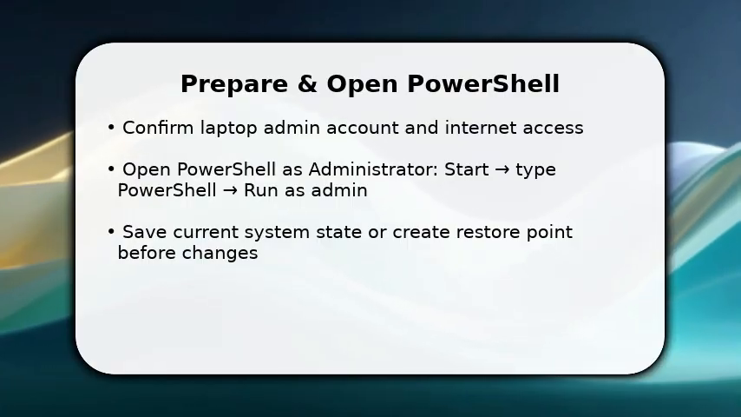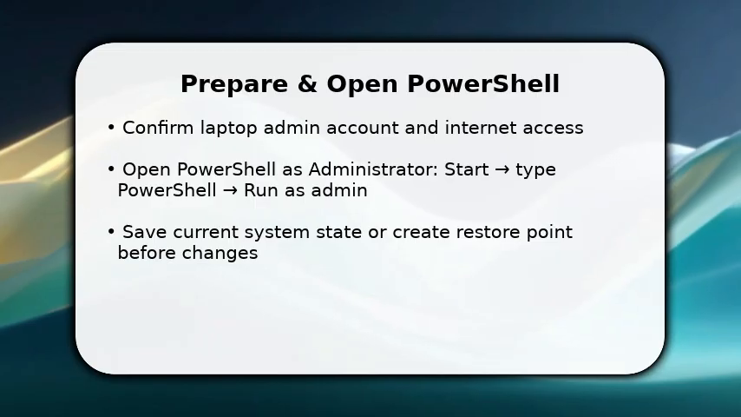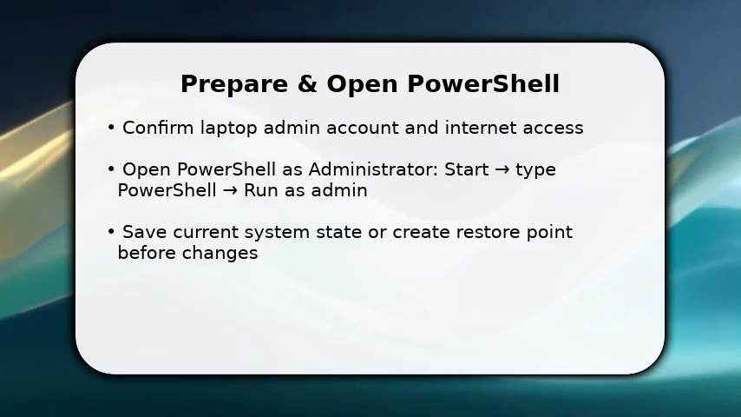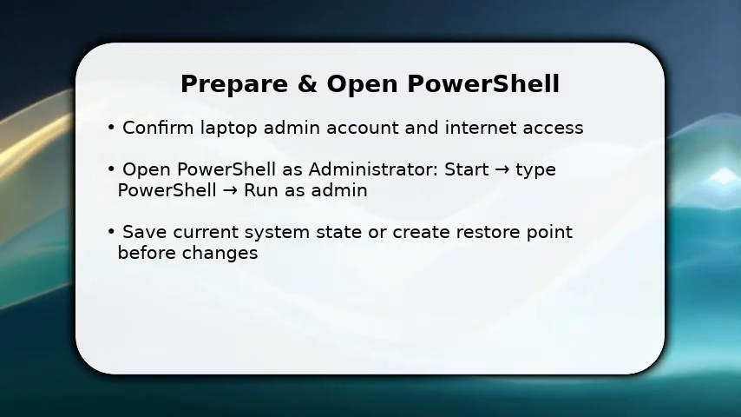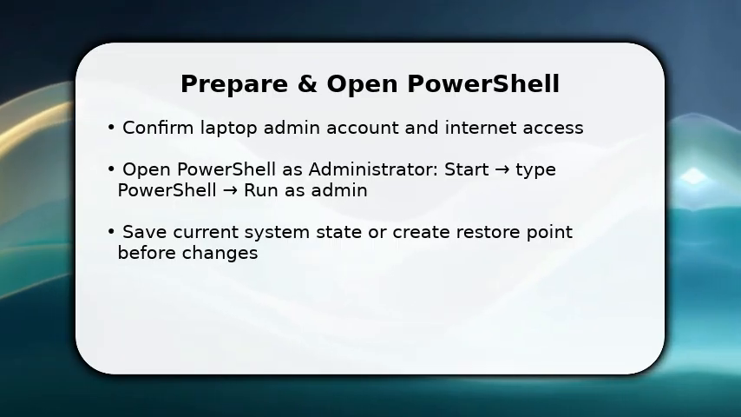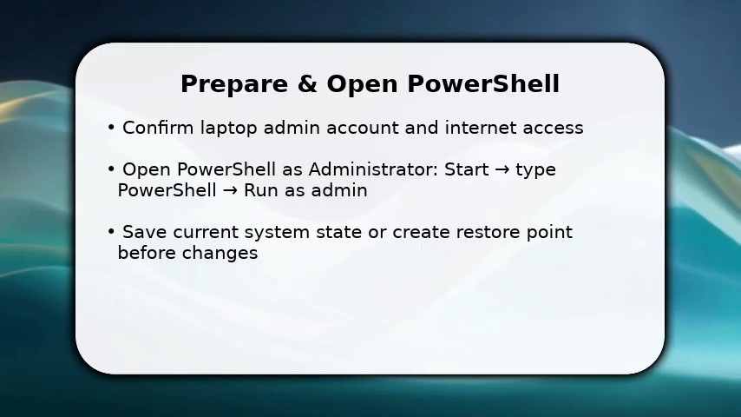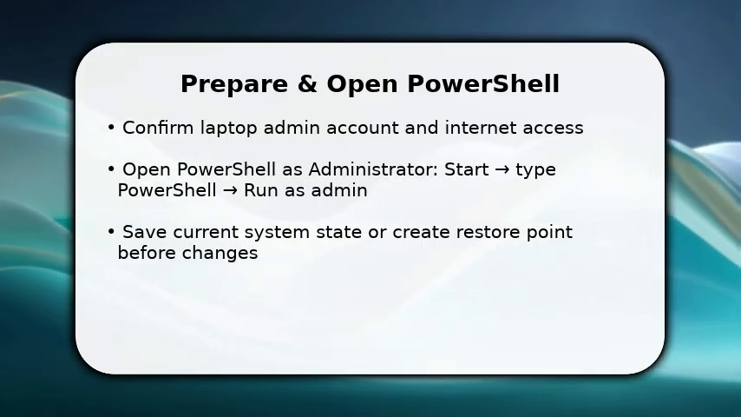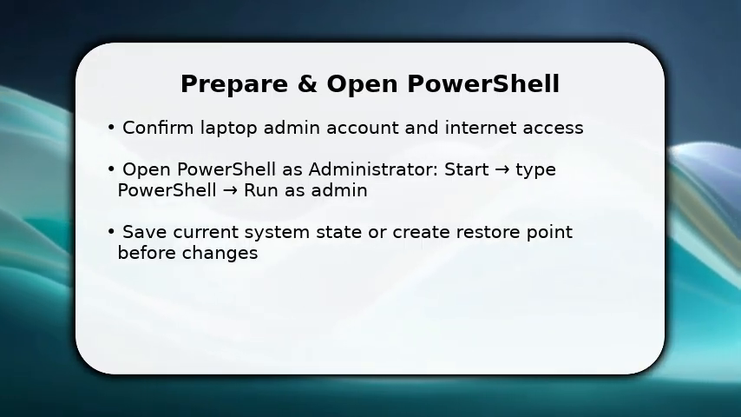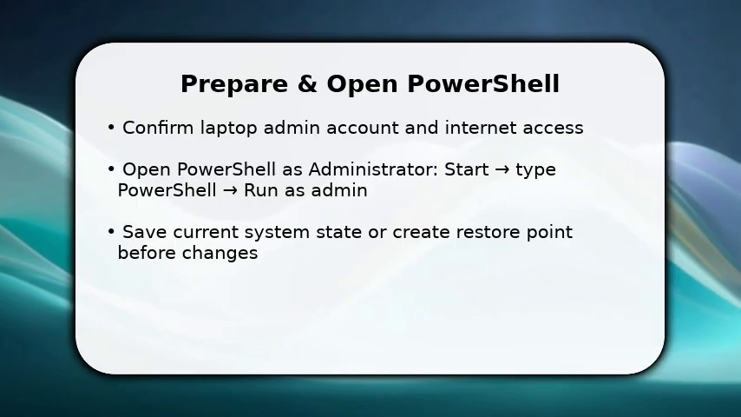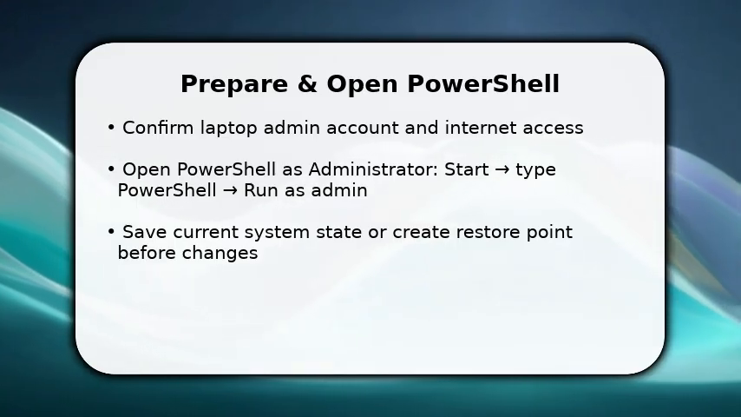You start by confirming you have an administrator account and a stable internet connection, because extracting keys needs elevation. Once ready, open PowerShell as administrator: type PowerShell in Start, right-click and choose Run as admin. Make sure to create a restore point or backup critical files first. This prevents accidental loss if you change activation settings.